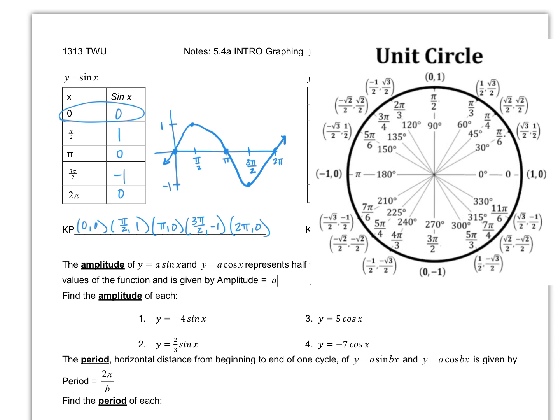So when we talk about period, we talk about how long on the x-axis did it take to get from the starting position back to the starting position and hit all the y values in between. So what is that distance? It's 2 pi. Okay? So we call that the period of the cycle, 2 pi. So far, so good?